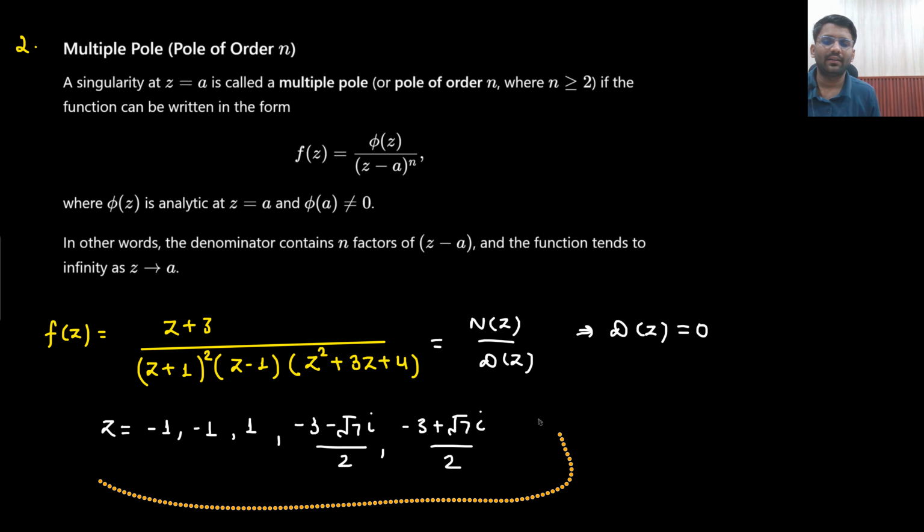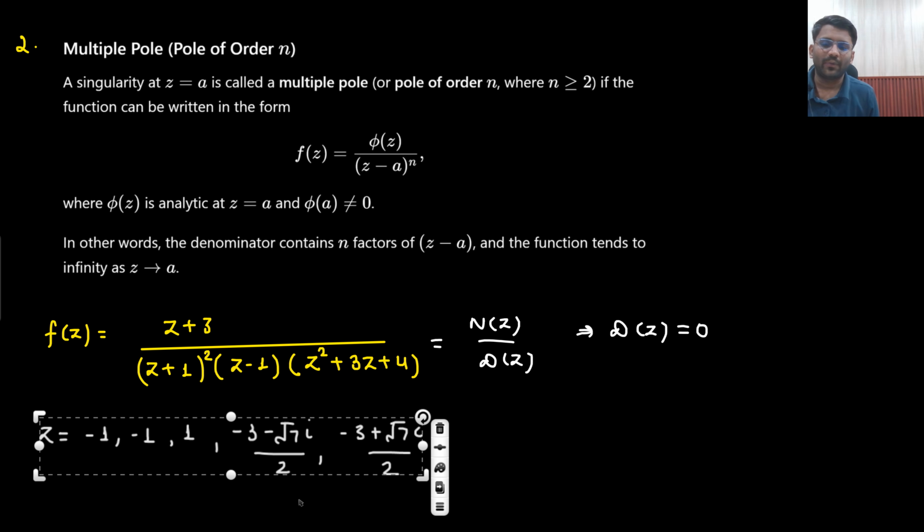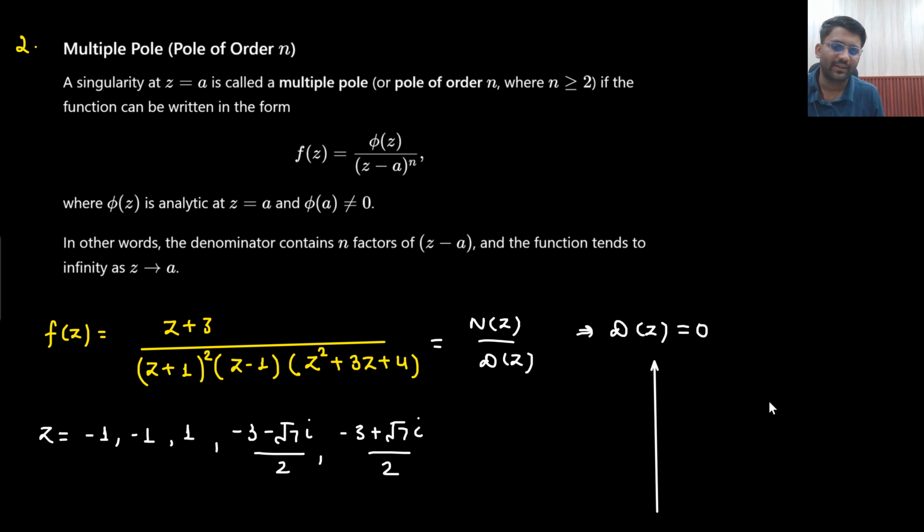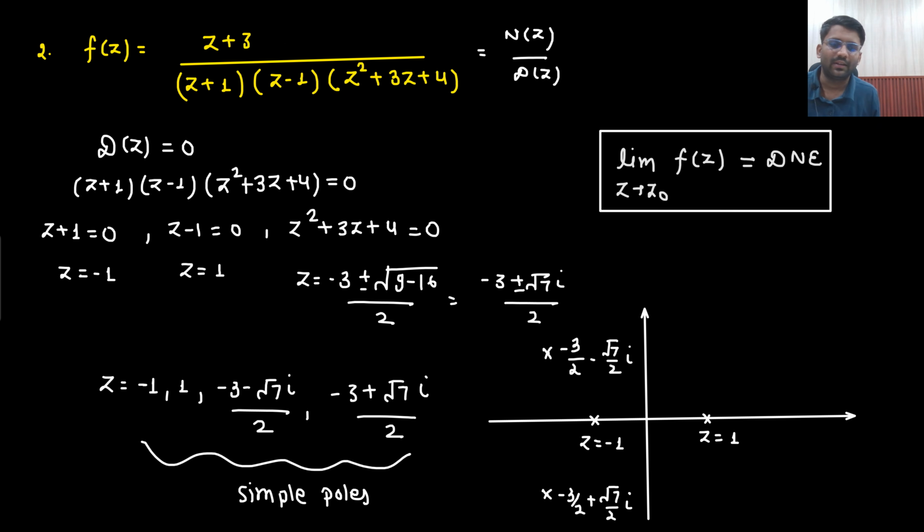So we are getting these 5 points, where 2 points are repeated: z equals -1 and -1. Twice it is repeated, right? -1, then -3 by 2 minus under root 7 by 2 iota, and -3 by 2 plus under root 7 by 2 iota. I wrote this the wrong way around. This is plus, this is minus, right?